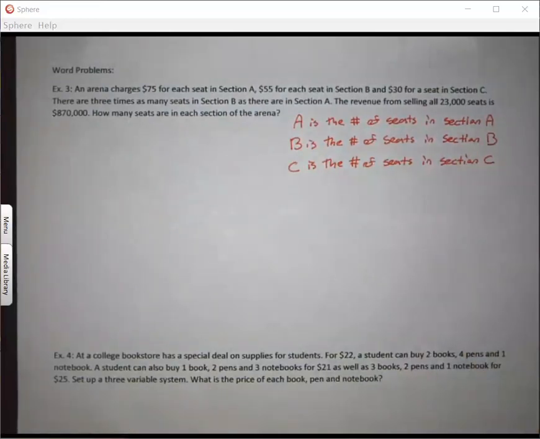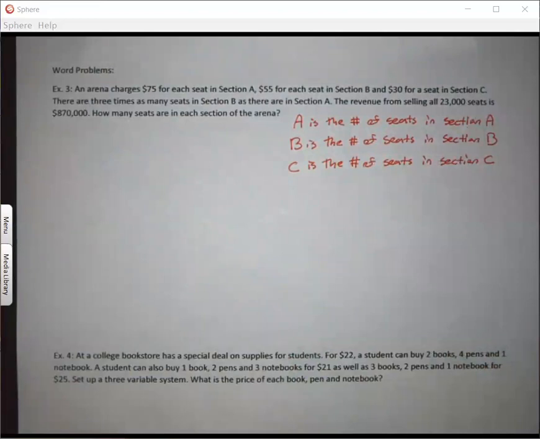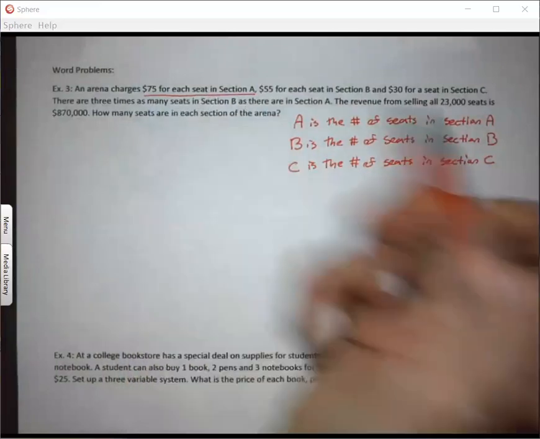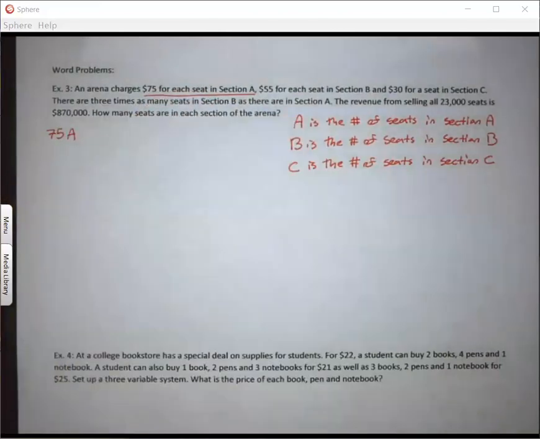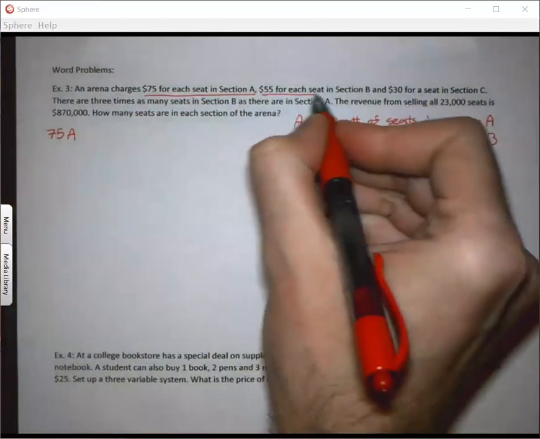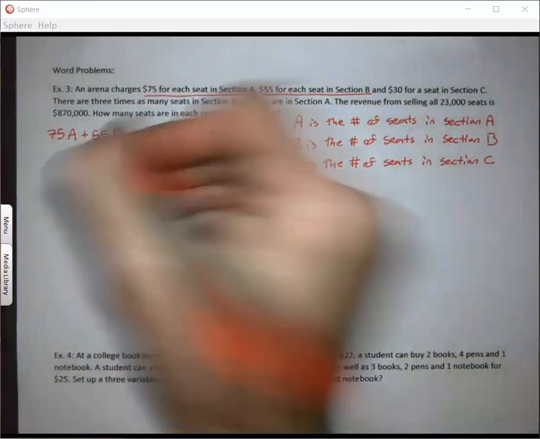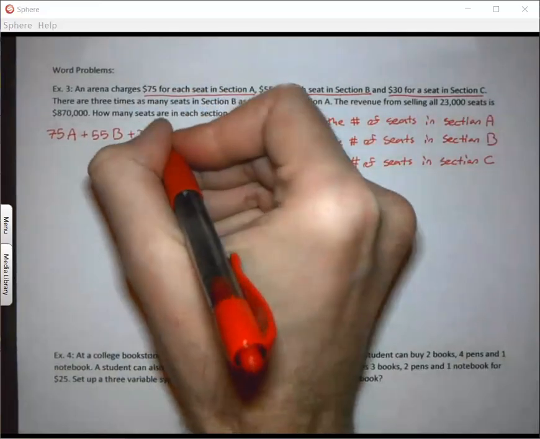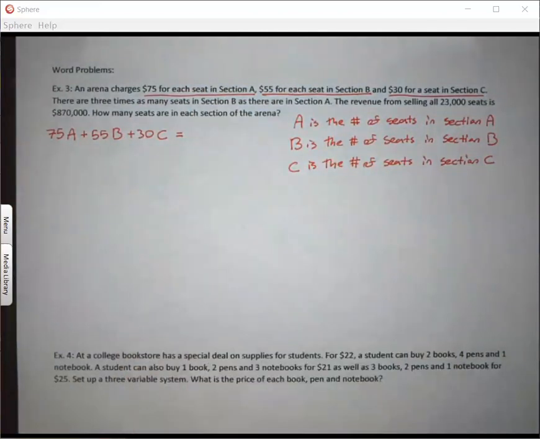Step 3, now we can write our equations. Each sentence should give you some information. So here we know 75 for each seat in A, or 75 for each A, $55 for each seat in B, and $30 for each seat in C. Now this is going to add up to the total cost. It's not in the sentence we just read, but we'll get there. Let's see what our next sentence tells us.